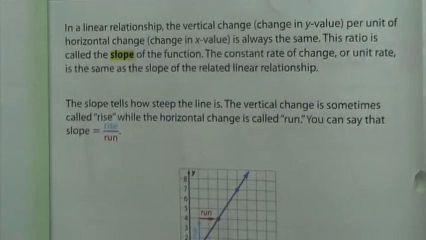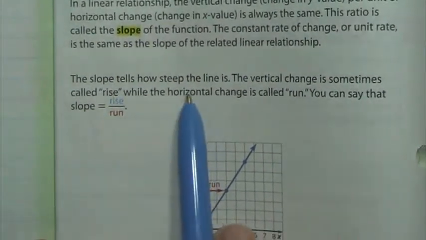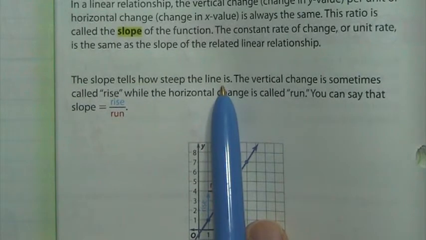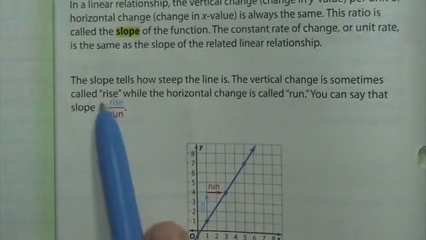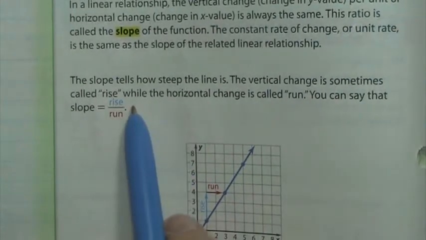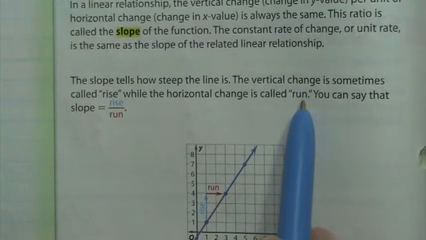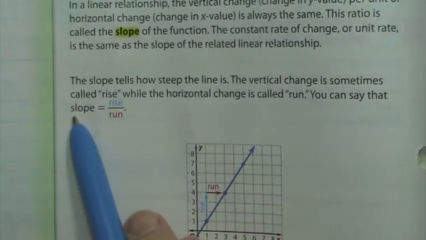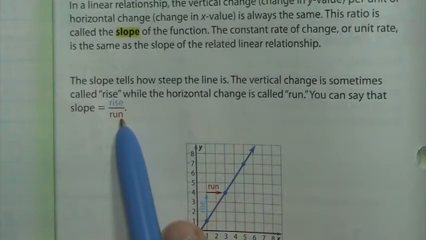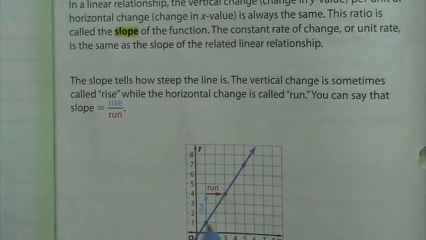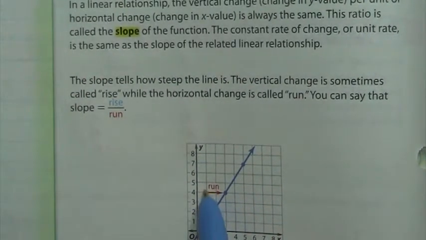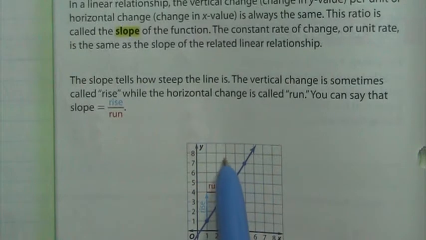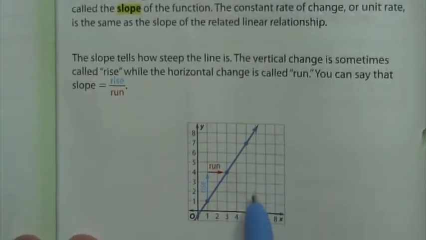It's another word for it. And the slope tells us how steep the line is. The vertical change is sometimes called the rise, while the horizontal change is called the run. You can say that slope is rise over run. It's the change of y over change of x. See, the rise goes up and then over to the next point. Up and then over to the next point.